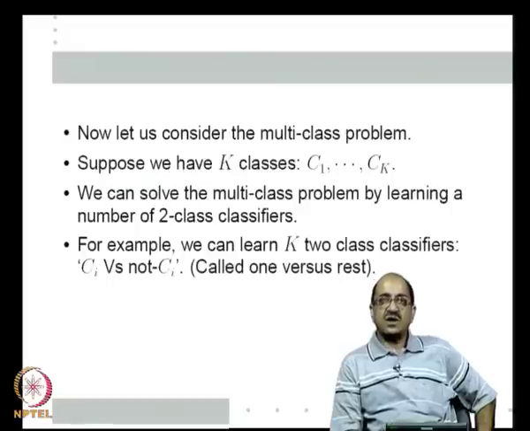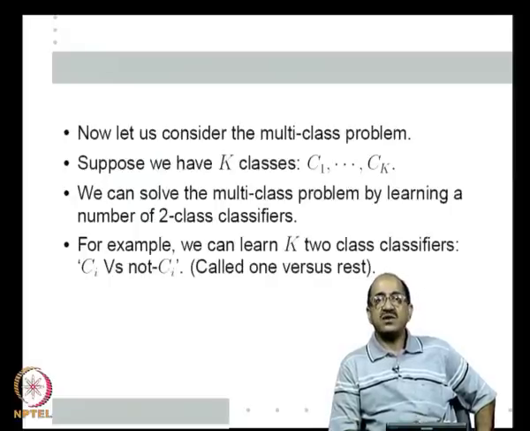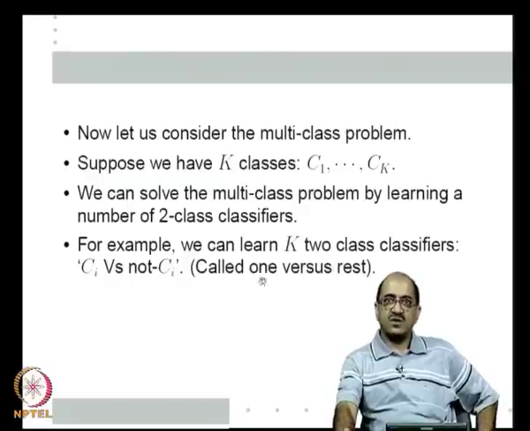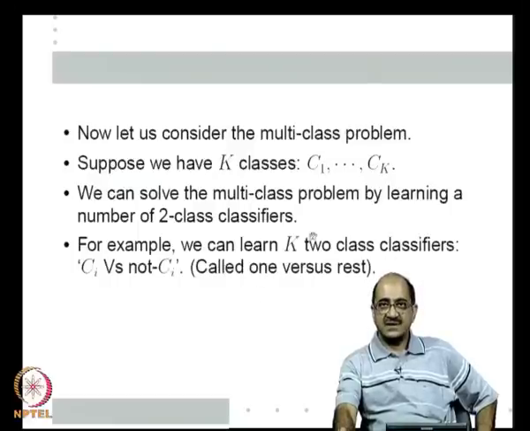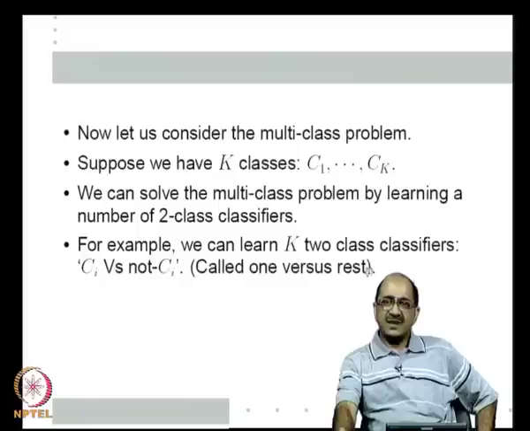Then I solve a two class problem whose objective is to say, given an x, is it in C1 or not in C1? Similarly, is it in C2 or not in C2. So, I learn k two class classifiers, each learning to distinguish between Ci or not Ci. This approach is often called one versus rest, and is a very standard approach in learning the multi-class case. Especially when one uses nonlinear classifiers, very often one goes for the one versus rest approach.